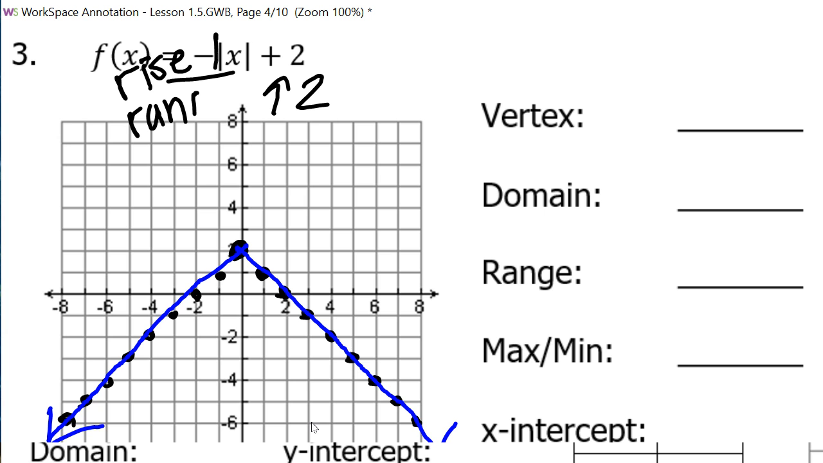What's the vertex? 0, 2. And looking at the vertex, is it the highest point on the V or is it the lowest point? Highest. If it's the highest, is it the maximum or minimum? Maximum. What's the domain for all of these absolute values? Negative infinity to positive infinity.